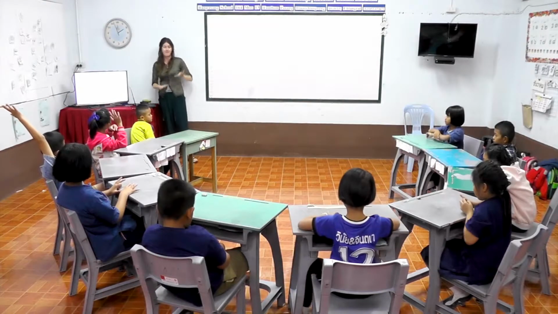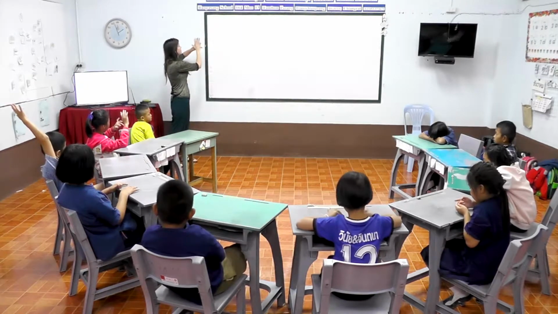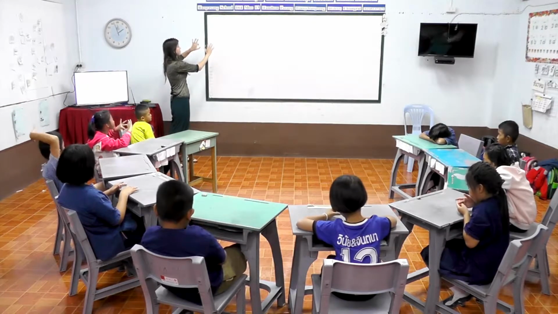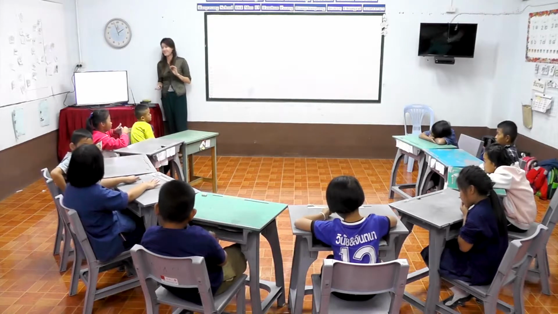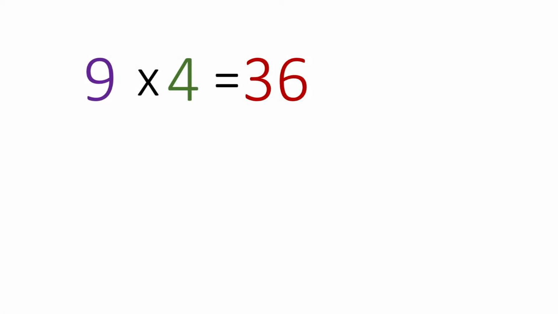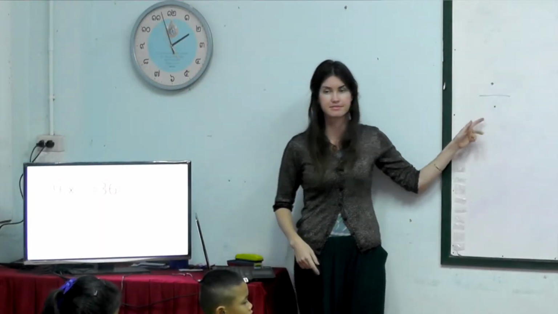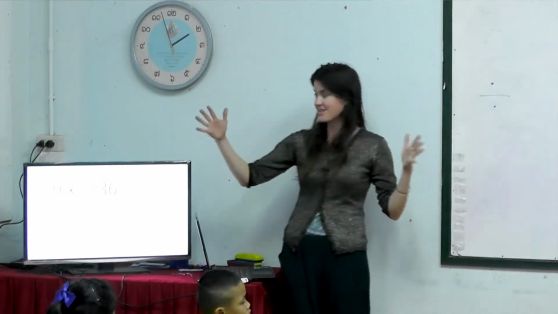36. Yeah, 1, 2, 3, 4. We have 3 over here, 6 over here. 36. So 9 times 4 is 36. How can we write a division problem? 36. Yeah. Good.